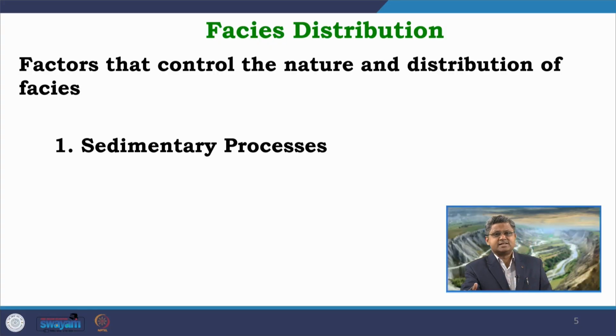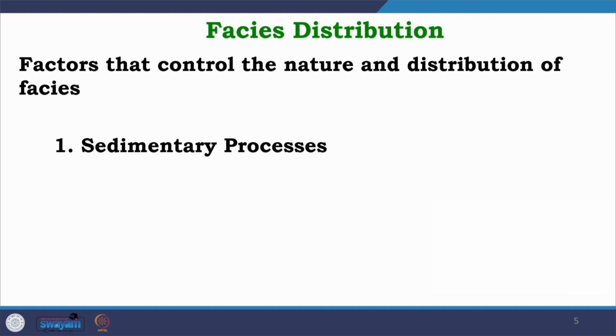Definitely the sedimentary processes. Sedimentary processes will control the products. Any change in the process, in terms of the agent, in terms of the energy condition, in terms of the amount of transportation, will definitely change the product. So, if you have a river system where water is flowing, change in energy in the water flow will produce different types of sediments, from fine grain sediments to coarse grain sediments in the basinal area.